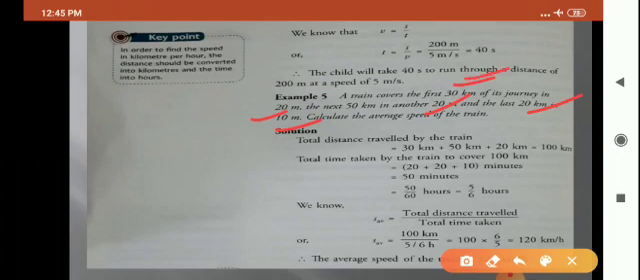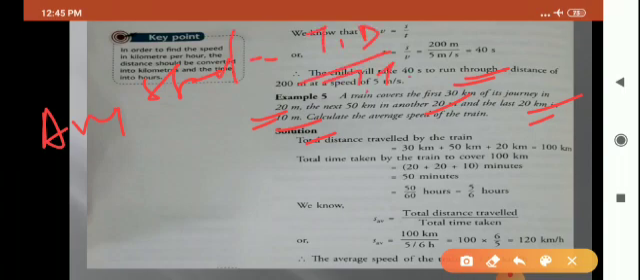Now you can see here so many distances are given. A train covers so many distances, and so many times are also given. And here you have to calculate the average speed. You know the formula: average speed is equal to total distance covered upon total time taken. So how many are the total distances? 30 kilometer, 50 kilometer, 20, that is 100 kilometer. And total time 20, 20 and 10, that is 50 minutes. Okay.